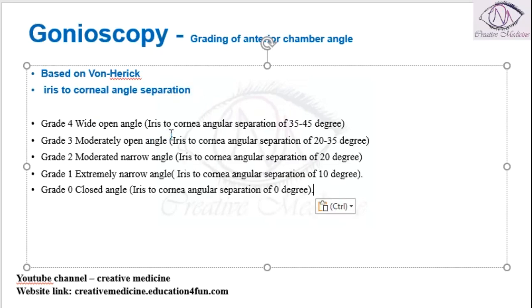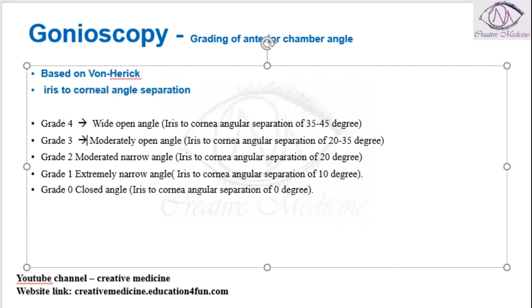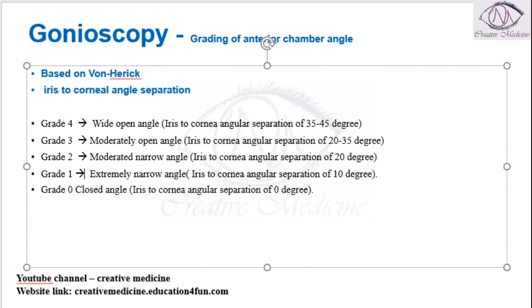First, we have grade 4. In grade 4, there is a wide angle. This is based on von Herick's iris to corneal angle separation. The angle can be divided into 5 grades. From ascending to descending order, in grade 4, a widely open angle is seen. In grade 4, the iris to corneal angular separation is 35 to 45 degrees. This is a wide open angle, that is grade 4.